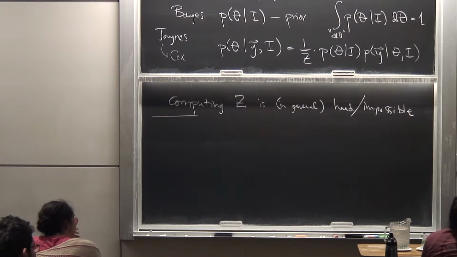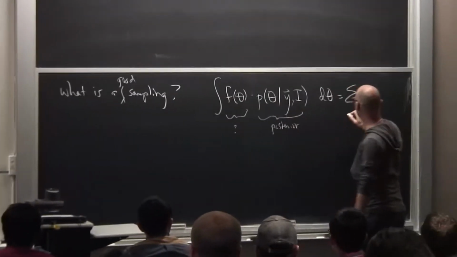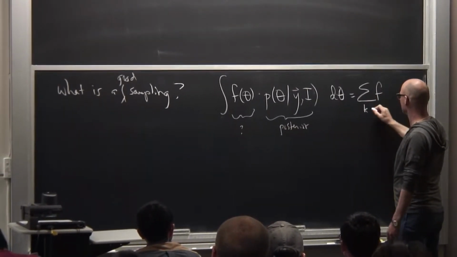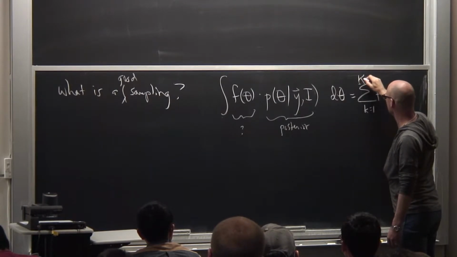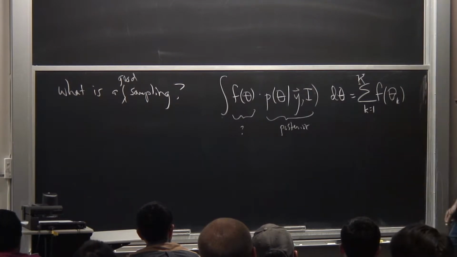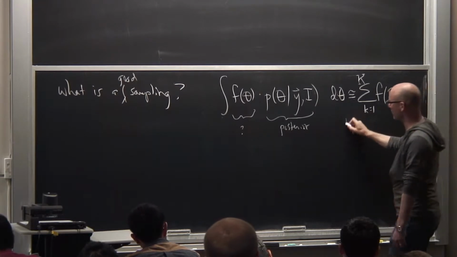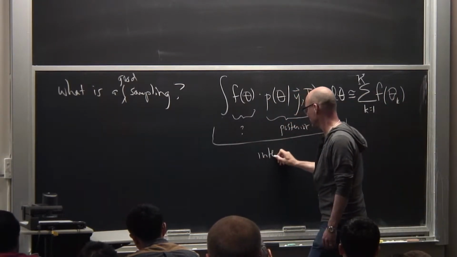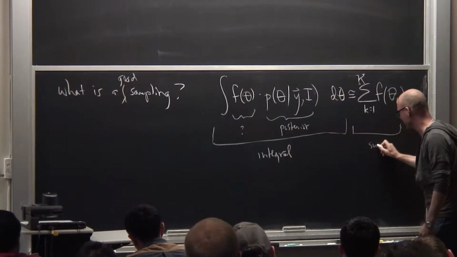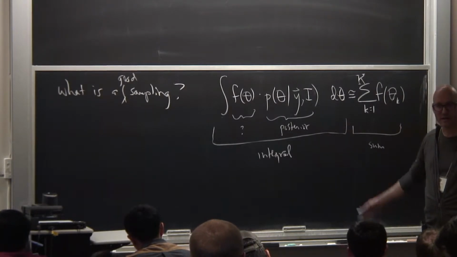These integrals are basically the whole language of Bayesian inference, and all of Bayesian outputs are in the form of these integrals. And a sampling is, I can replace this integral with a sum over k samples, k equals 1 to capital K, of f of theta k. It's an approximation. This integral can be replaced by this sum. See how this would work?